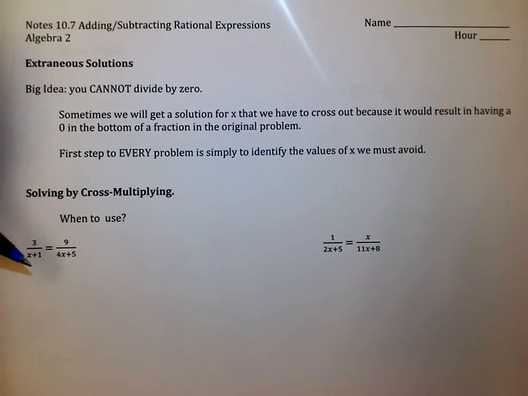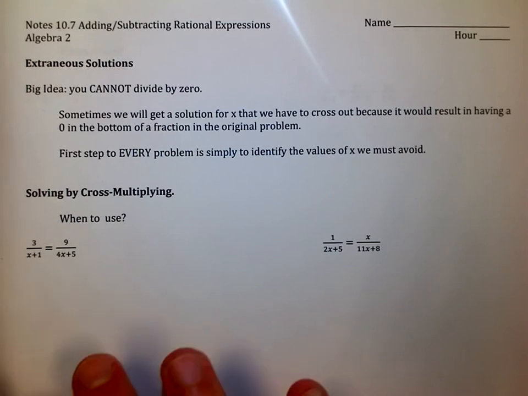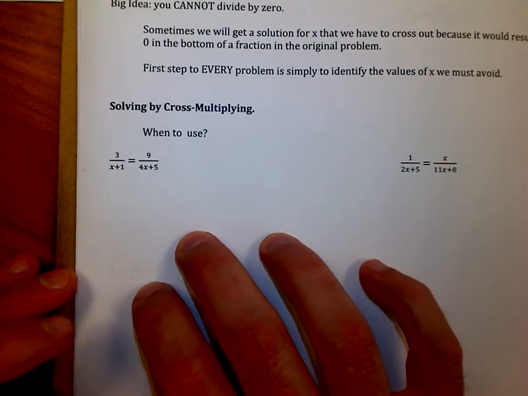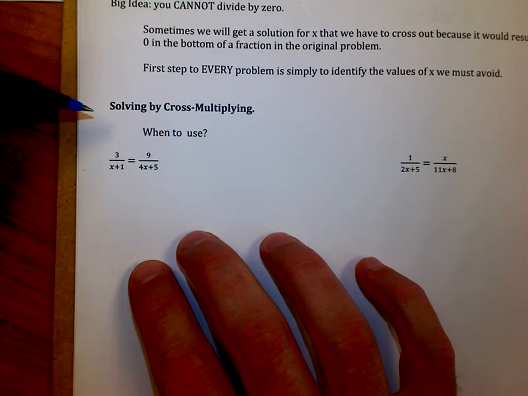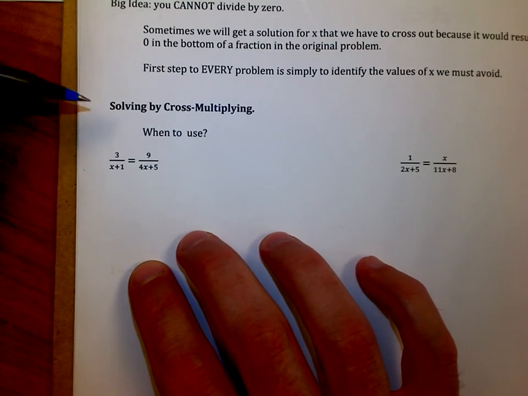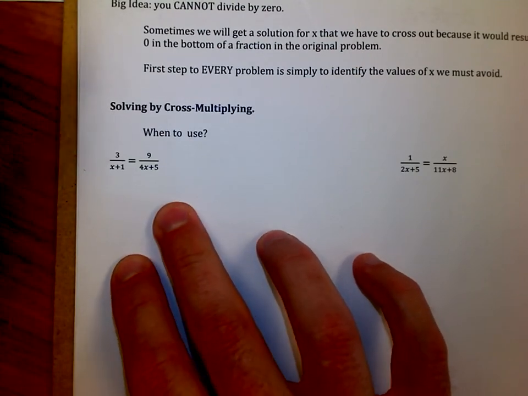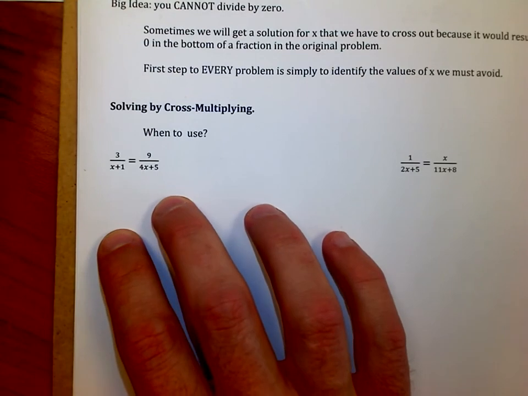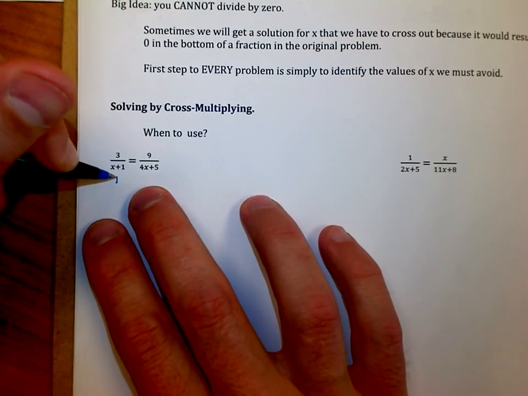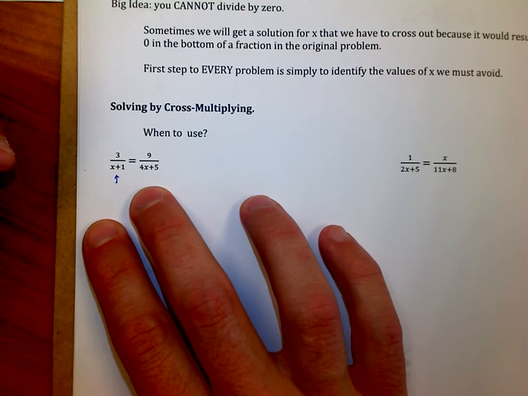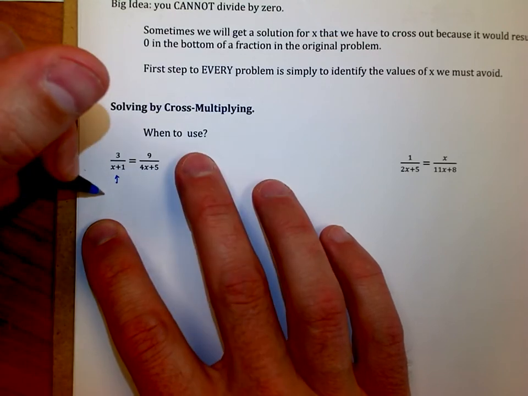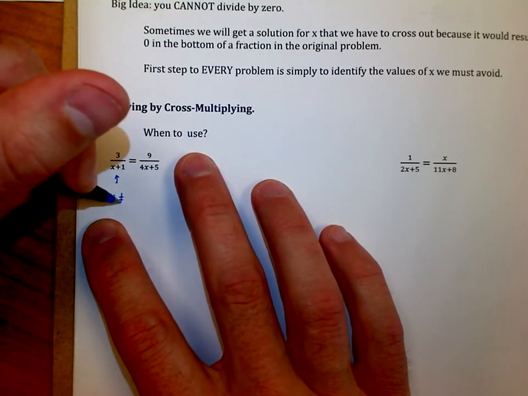So the first step to every single problem is to simply identify the values of x we must avoid. For instance, in this particular problem, we're going to use cross multiplication to solve. But before we go any farther and before I start talking cross multiplication, I look at the bottom here and I say, okay, I have x plus 1. What value do I need to avoid? What value of x plus 1 would give me a 0?